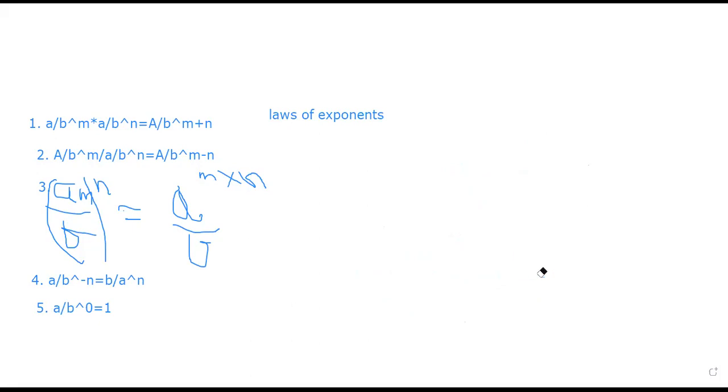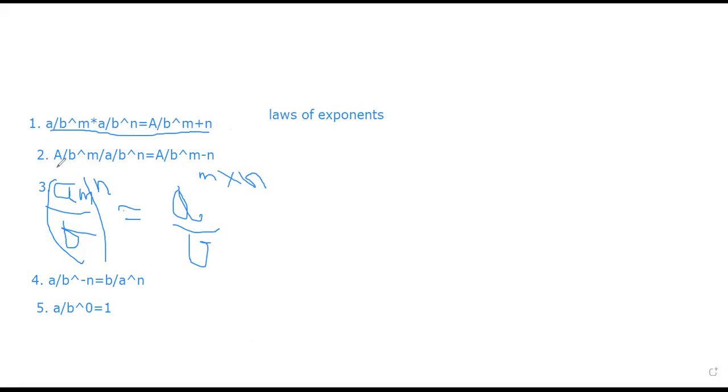So let's summarize the whole thing once. Law number 1 says that a by b to the power m into a by b to the power n is equal to a by b to the power m plus n. So it is nothing but 10 by 3 to the power 5 into 10 by 3 to the power 5 is equal to 10 by 3 to the power 5 plus 5, which is nothing but 10 by 3 to the power 10. This law, and almost all the laws, are applicable when the bases are the same.